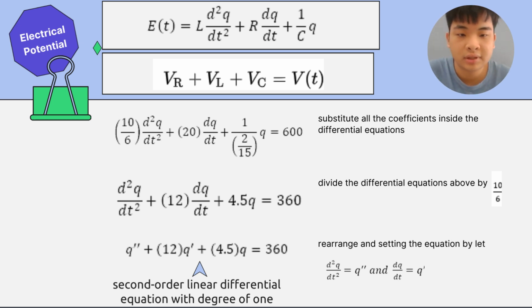First, we substitute all the coefficients into the differential equation, followed by dividing it by 10 over 6, and we rearrange by letting q prime equal to dq over dt and q prime prime equal to d square q over dt square. At last, we find the equation q prime prime plus 12 q prime plus 4.5 q equal to 360. This equation is known as a second order linear differential equation with degree of 1.